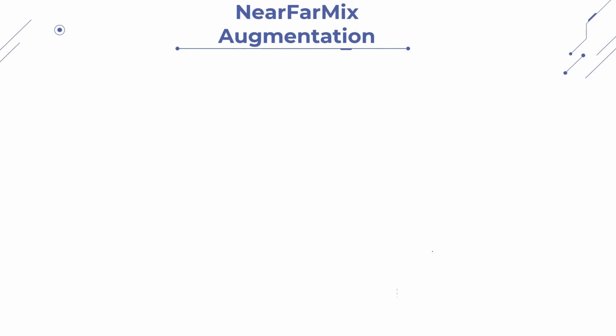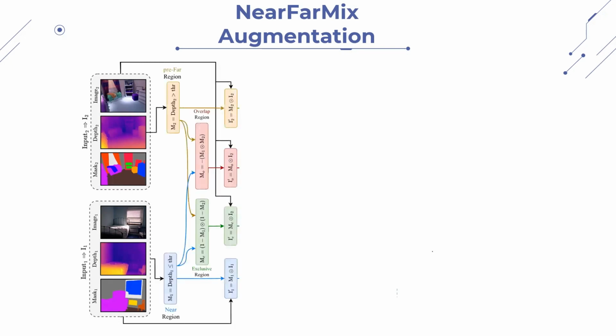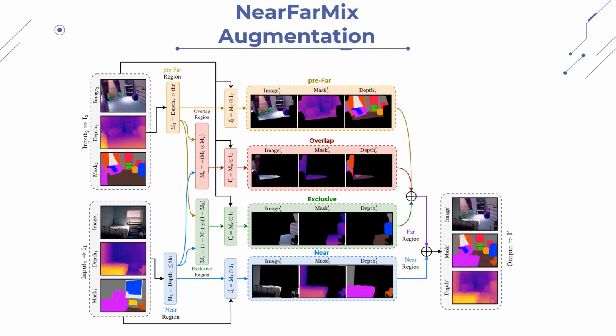Let's see how it works. Given two inputs, each consisting of an image, a depth map, and a semantic mask, it performs thresholding on depth and various masking operations to generate four regions, namely pre-far, overlap, exclusive, and near. Then the overlap region is removed and the exclusive region is filled using masking operations to combine with the pre-far region, resulting in the far region. Finally, the near and far regions are added to produce the final augmented image, depth map, and semantic mask.